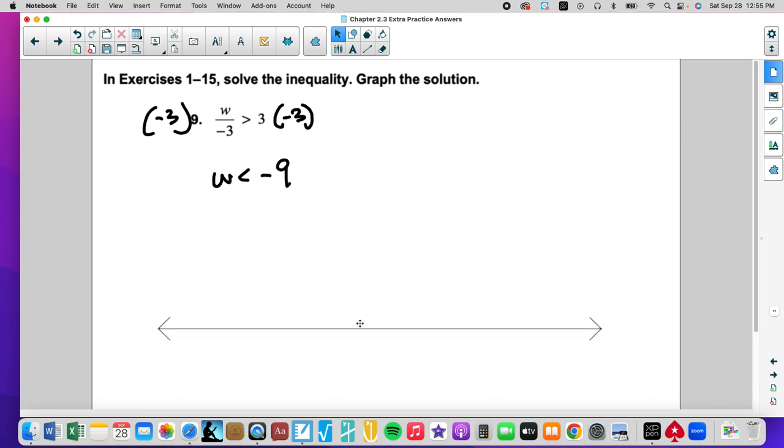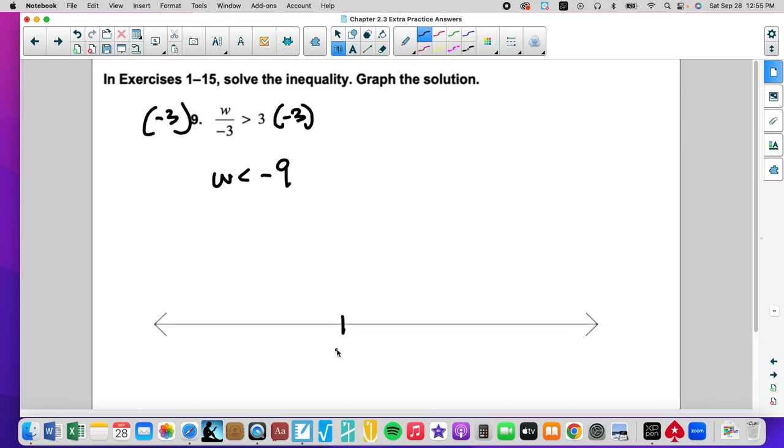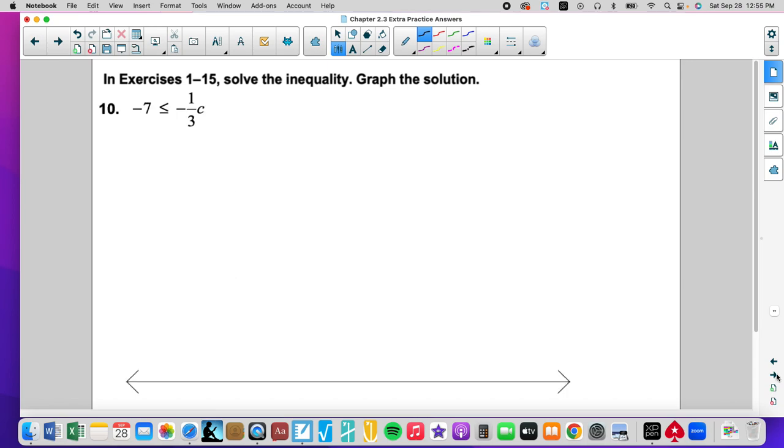-9. We have 0, -9, an open circle, and less than. These should get really good, really easy. You should see the simplicity of this. You should start seeing the pattern and how fast.